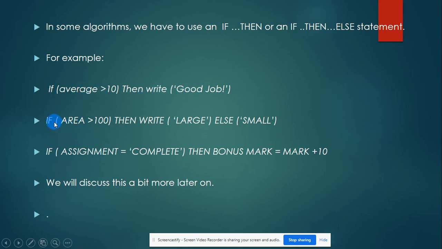Watch out for this second statement. If average is greater than 100, then write large. Otherwise, or else, we're going to write small. So if average is 120, we will write large. If it's 95, it will write small.